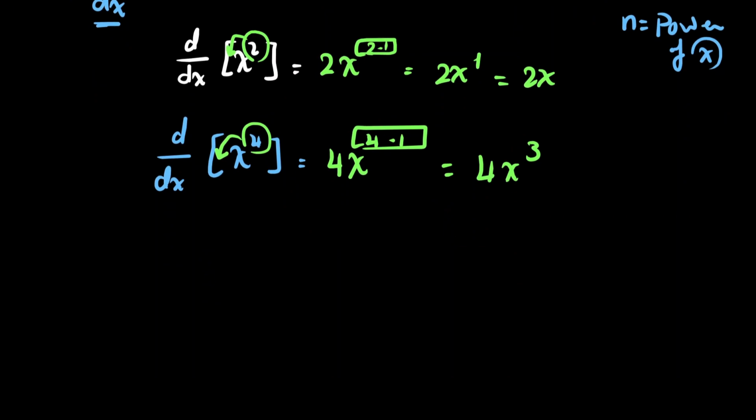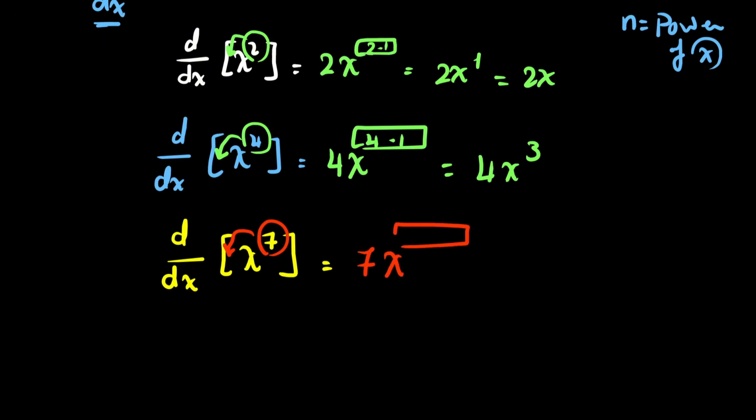Let's see one more example. Derivative for x power 7. Take this power, place it next to the x. So it's going to be 7x. And now for the power, you're going to subtract 1 from this number or the main power. So it's 7 minus 1. So the answer is 7x raised to the power of 6.